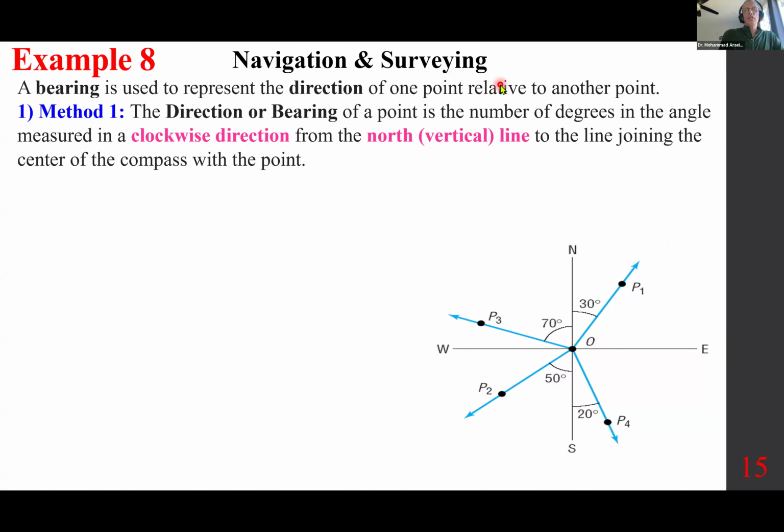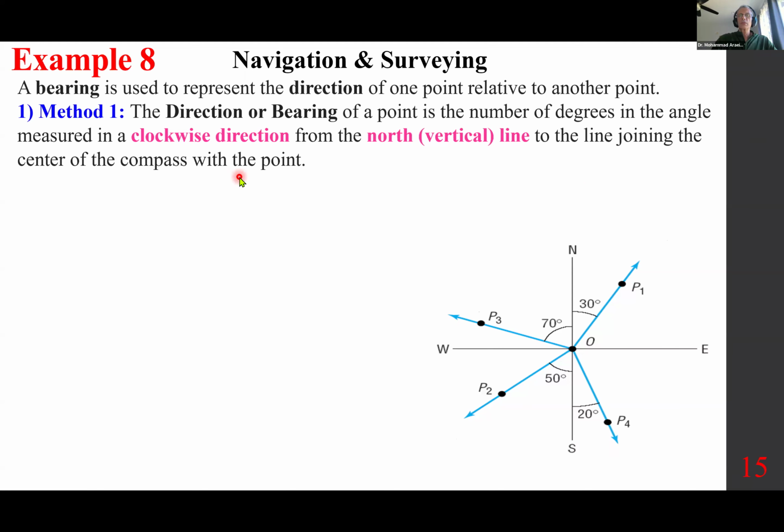Example 8, navigation and surveying. A bearing is used to represent the direction of one point relative to another point. Method 1. The direction or bearing of a point is the number of degrees in the angle measured in a clockwise direction, from the north, which is considered the vertical line, right? To the line joining the center of the compass with the point.